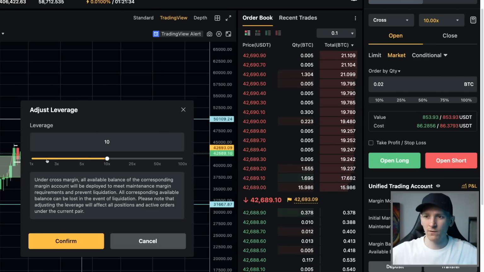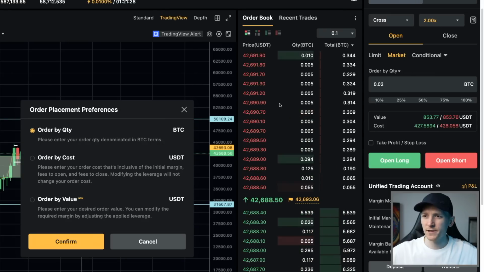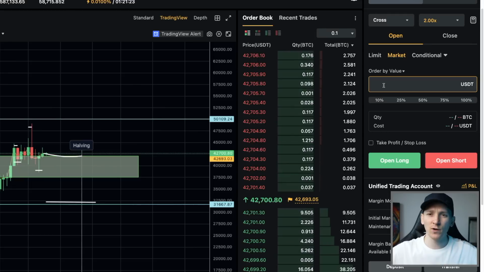So let's move that back to 2x. I'll just show you as an example for this trade and press confirm. Now what I want to do is change the quantity and just order by value. This means I can choose the value of my trade in the market.